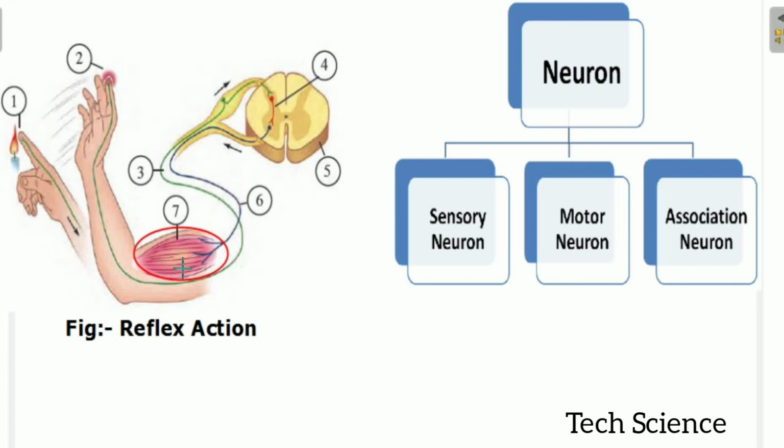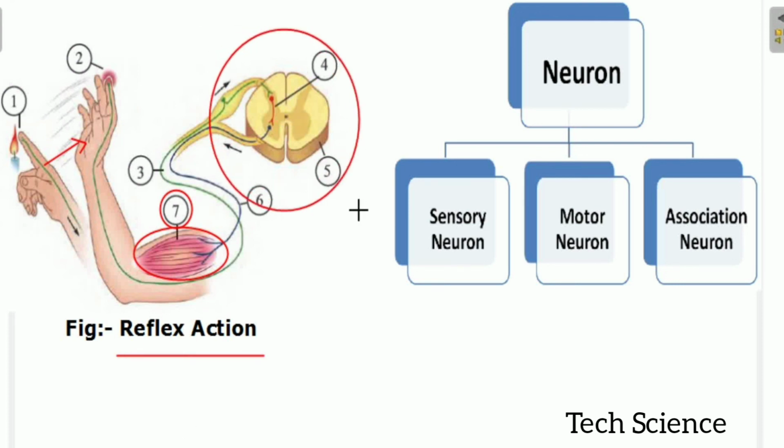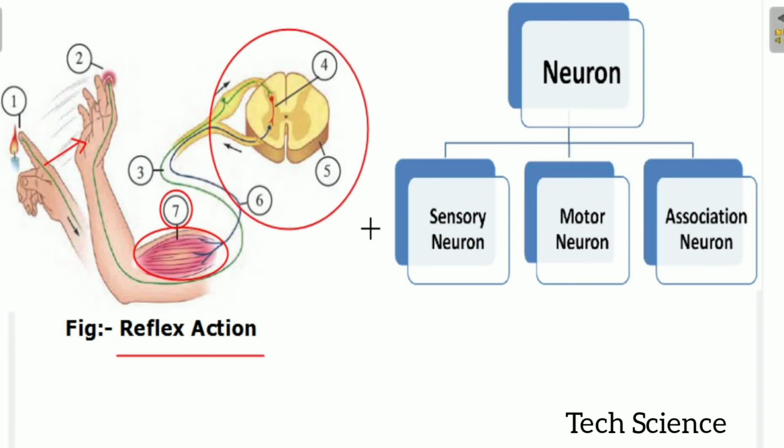Now at number 7, observe, the muscles take action, and suddenly your hand is removed away from this burning candle. So this is an involuntary and immediate action. If you observe the complete scenario, what you find is that this kind of action is called a reflex action. It is a reflex action, completely controlled and coordinated by the spinal cord. Such kinds of action are nothing but reflex actions.